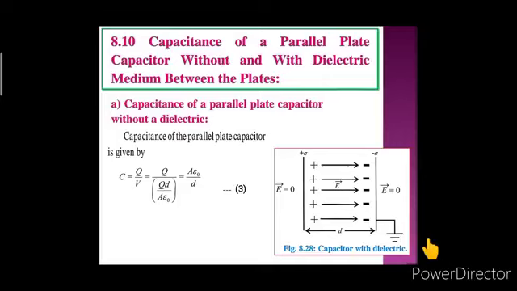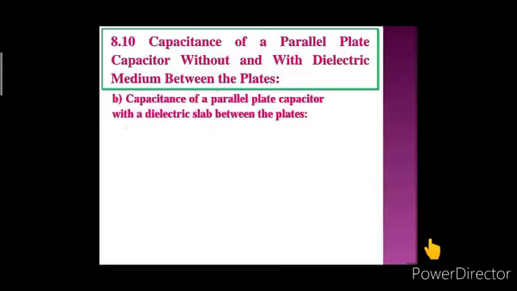Now let's proceed with the chapter. Now let's have the next subtopic of capacitance of a parallel plate capacitor without and with dielectric medium between the plates, which is B. Capacitance of a parallel plate capacitor with a dielectric slab between the plates. The next subtopic we have is point B. We are going to determine the capacitance of a parallel plate capacitor with a dielectric slab between the plates.